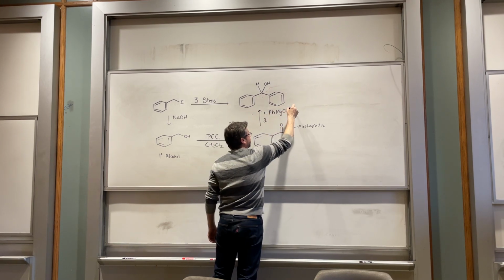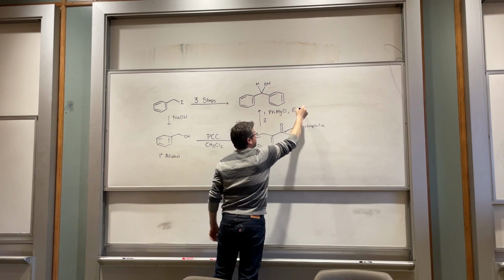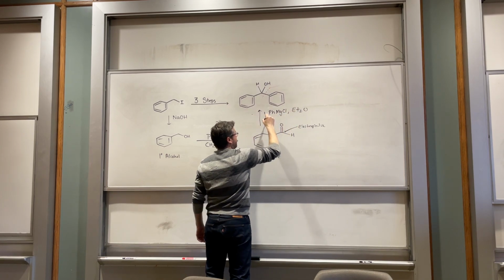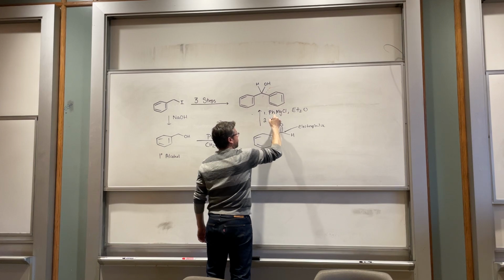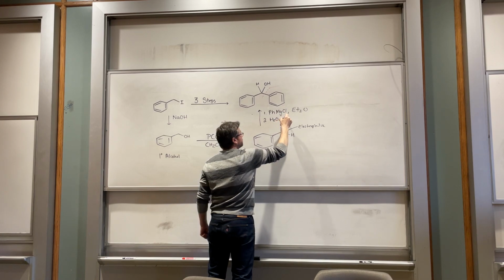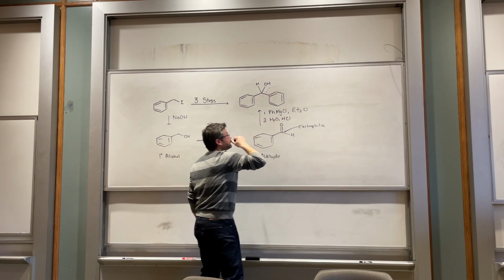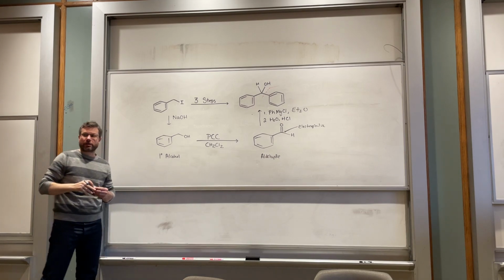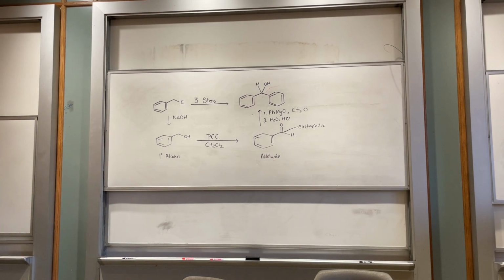In some ethereal solvent, we'll say diethyl ether. And then we have to work this up with water and a little bit of acid. Add the proton onto the oxygen. So a Grignard would cause the carbonyl to split.